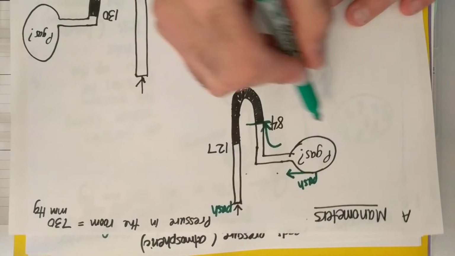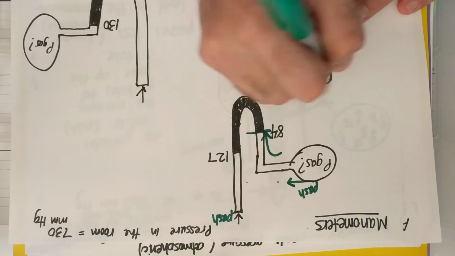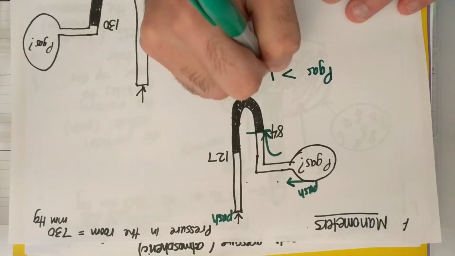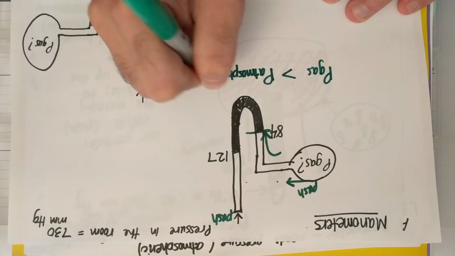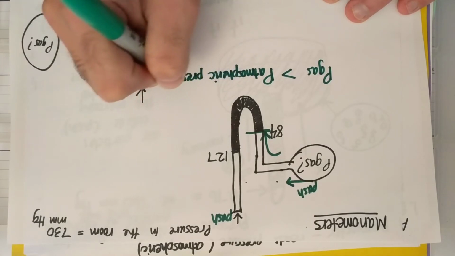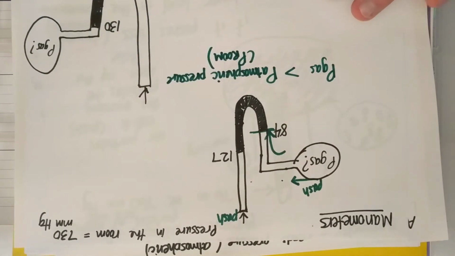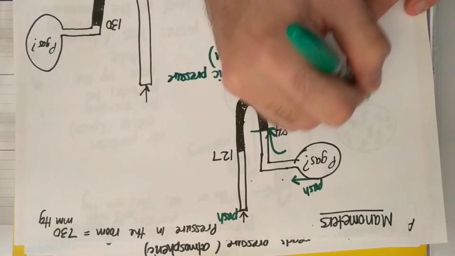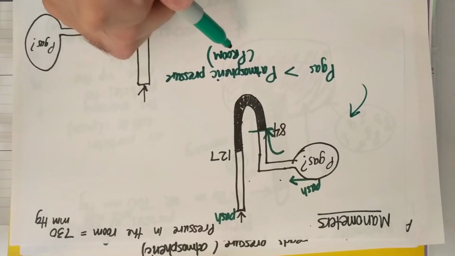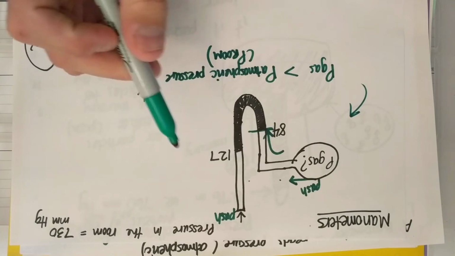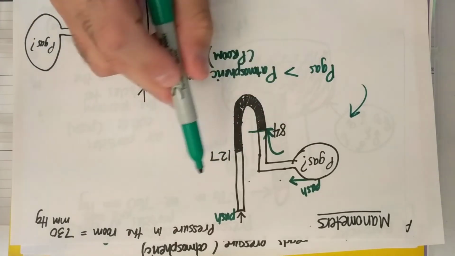So in the event where the gas is pushing more against the atmospheric pressure, P of the gas is going to be greater than P of the atmospheric pressure, or what we call, if it's been given to you, P of the room. So now if I know in this instance that the pressure of my gas must be greater than my atmosphere, I know I have to add something to atmospheric pressure. So we look at these height differences.